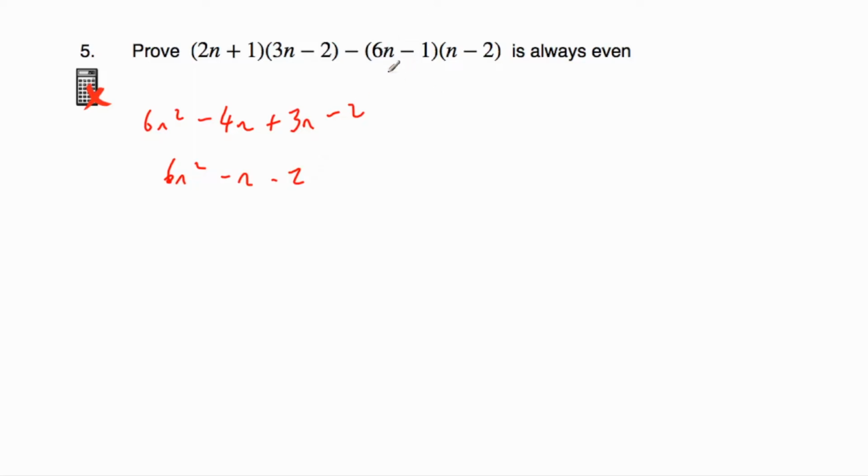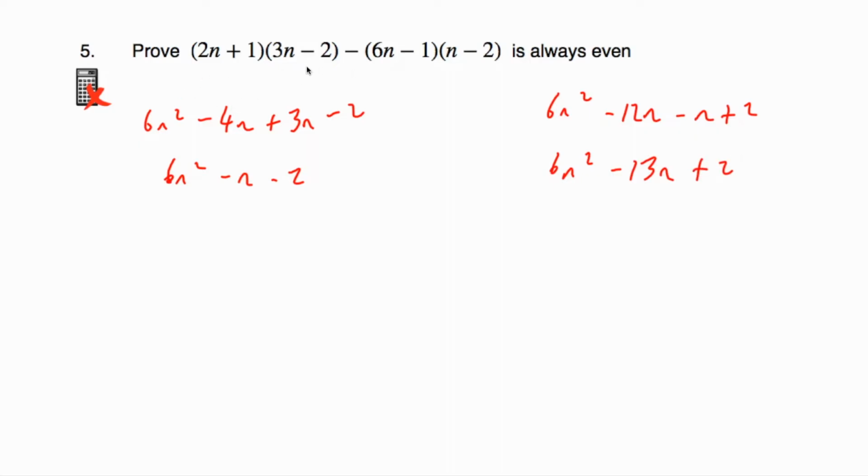Now we're going to take away whatever we get whenever we expand this, so let's expand our next pair of brackets. So 6n times n is 6n squared. 6n times minus 2 would be negative 12n. Negative 1 times n would be negative 1n, or just minus n. And then negative 1 times negative 2, well, negative times negative is a positive, so that'd be plus 2. So we've got 6n squared, and then we've got minus 12n minus another n, that'd be minus 13n plus 2.